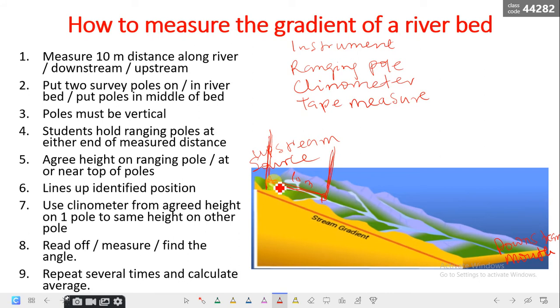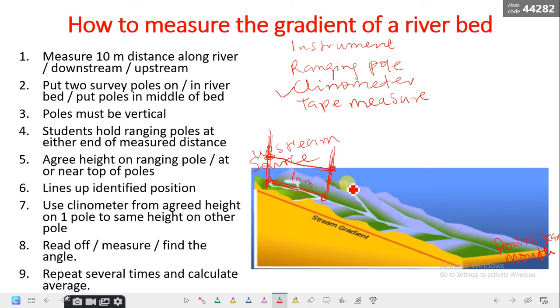In this case, we start from upstream and move downstream. Students hold ranging poles at either end and measure the distance. Then you mark an agreed height on the ranging pole. We can have an agreed height, let's say here. And remember, we can use a string to identify the two heights so that they will be equal. Then you use a clinometer. Lines or strings are used to identify position. You use your clinometer to measure the angle at this agreed height.